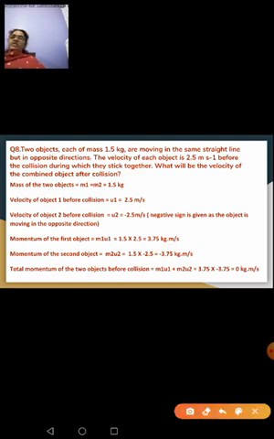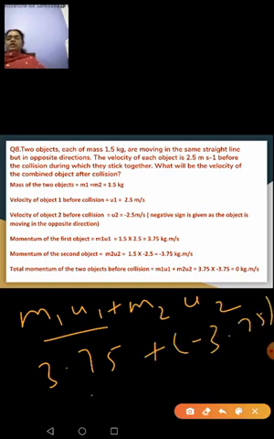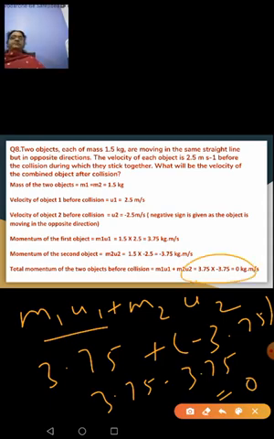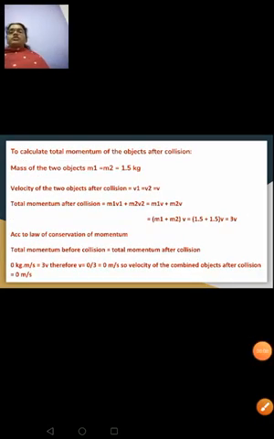Now let's calculate the total momentum of the two objects before collision. So we'll use the formula m1u1 plus m2u2, right? So we have calculated m1u1 as 3.75, and m2u2 is minus 3.75, plus into minus. So 3.75 minus 3.75 will give you 0 kilogram meter per second. So the momentum of the objects before collision is 0 kilogram meter per second. Clear to you?